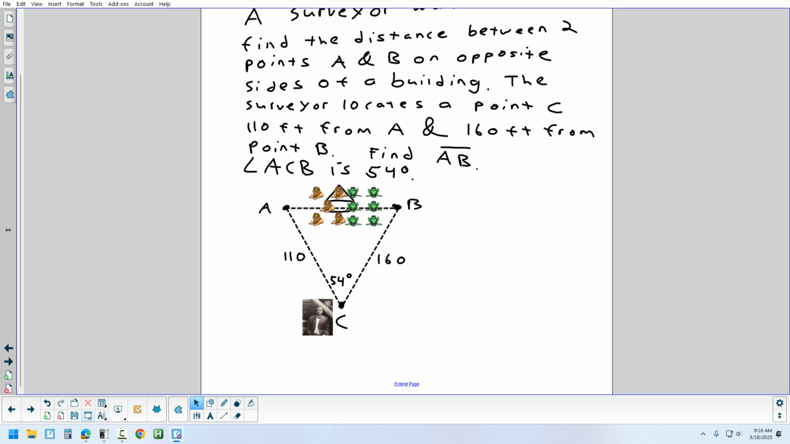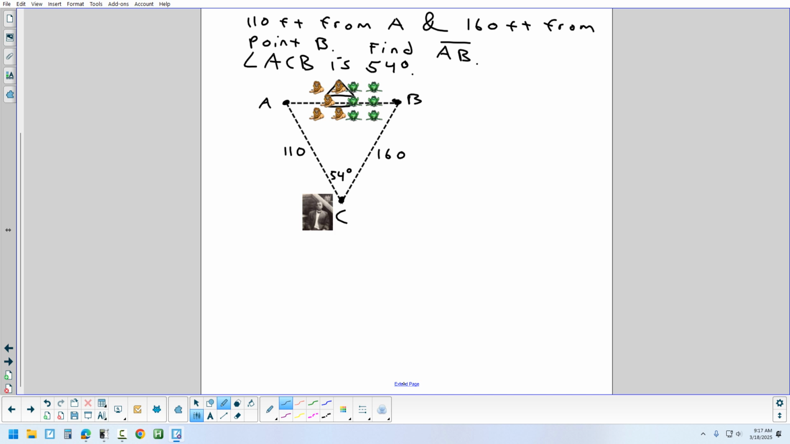So let's see if we can figure out the distance between points A and B. What kind of triangle is this using the 3 letters? SAS. Yeah, this is SAS, which means we need to use the law of cosines. And all we can do with the law of cosines is find the side that's missing, that's across from the angle, but that's exactly what we want to find anyway, so that's perfect.